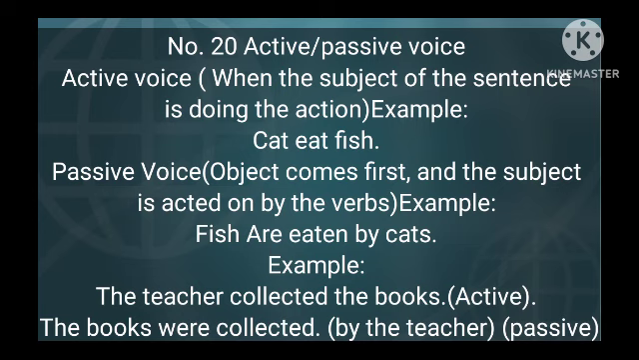Here are other examples of number 20. The teacher collected the books, so it's active. The books were collected by the teacher, so this is passive.